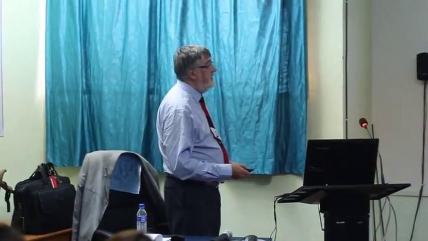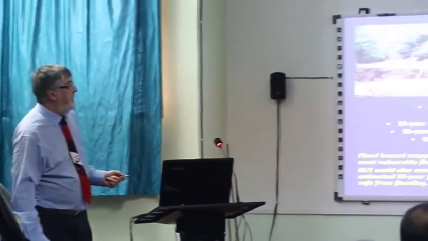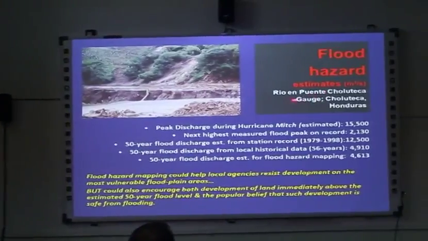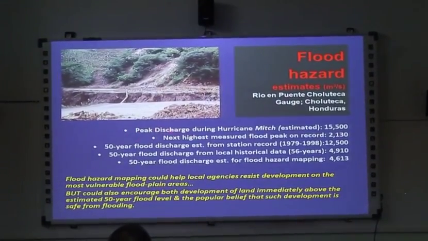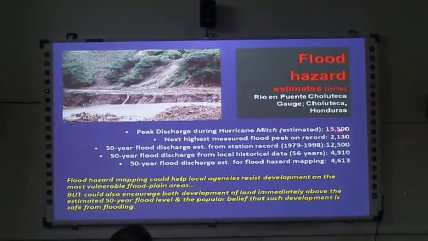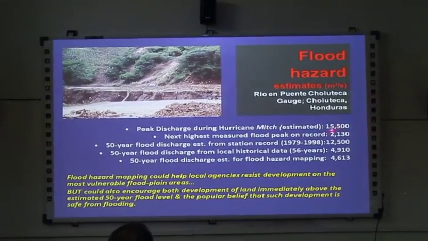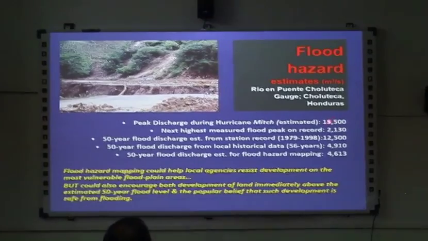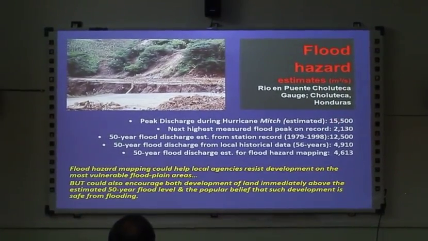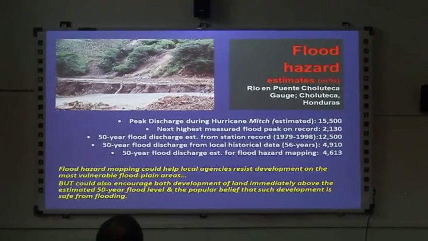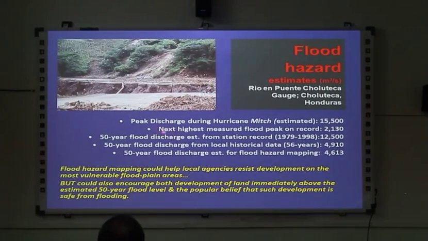I'll show you what this means, not by looking at the landslides, because I haven't got the data, but the USGS has been working on the floods at Choluteca, where there is a gauge. The peak discharge during Hurricane Mitch, people estimate, was 15,500 cubic metres per second. Yeah, that's the number. The highest flood previously recorded, in 50 years of record, was just 2,000 cumecs.